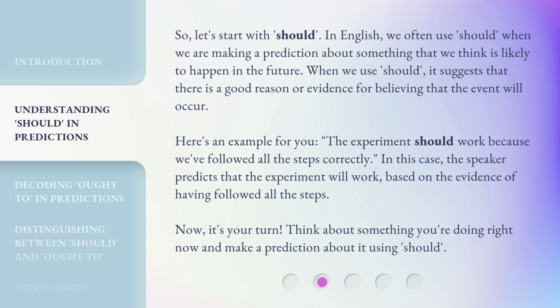Here's an example for you. The experiment should work because we followed all the steps correctly. In this case, the speaker predicts that the experiment will work, based on the evidence of having followed all the steps. Now, it's your turn. Think about something you're doing right now and make a prediction about it using should.